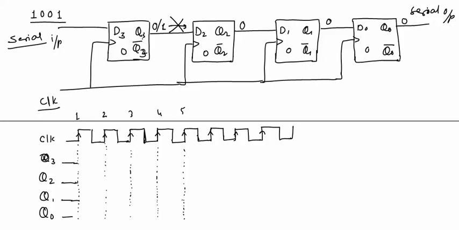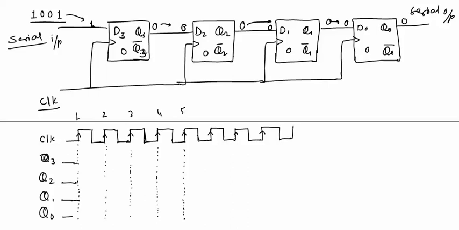So the previous output for this flip-flop was 0. This previous output itself will be the input for this flip-flop. Now we'll start the operation. Initially all the flip-flops have logic 0 stored in them. For this flip-flop, this first bit 1 will be the input. This 0 will be the input for this flip-flop. This 0 will be the input for this flip-flop, and this 0 will be the input for this flip-flop.